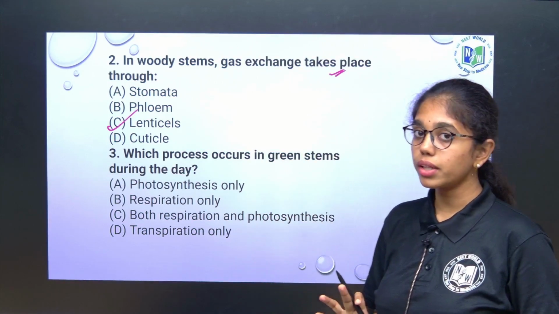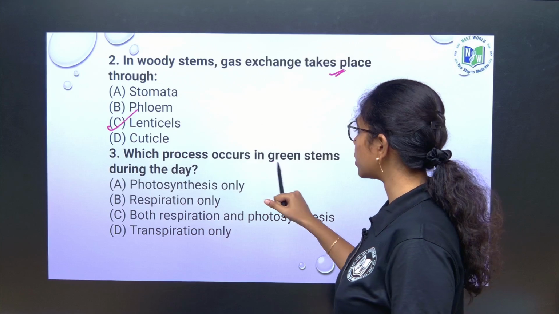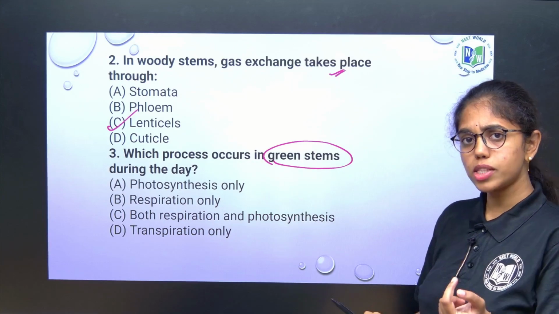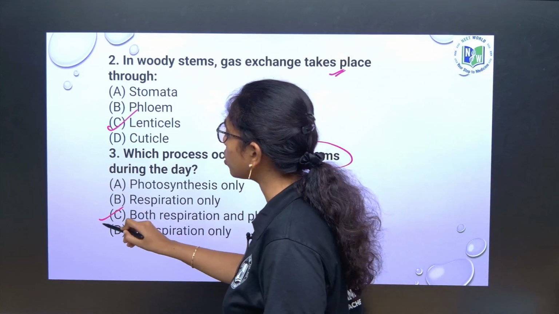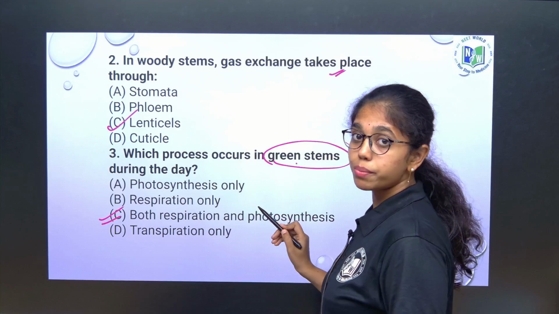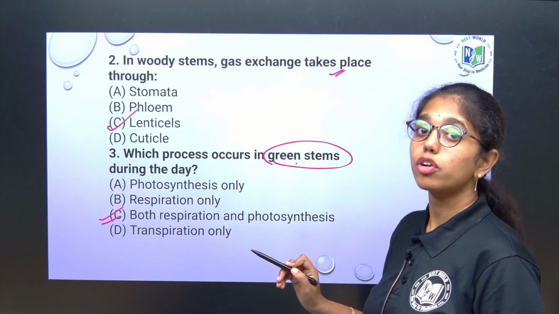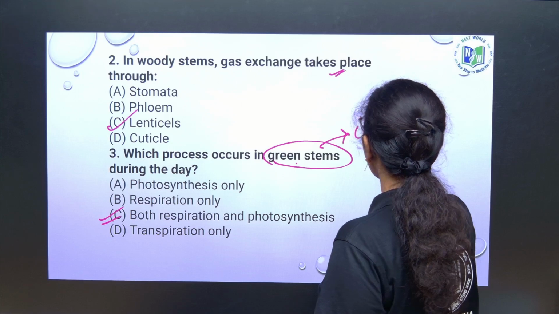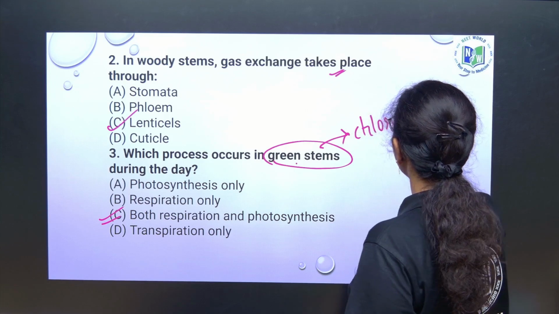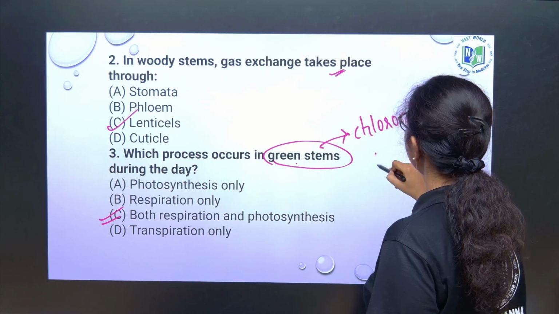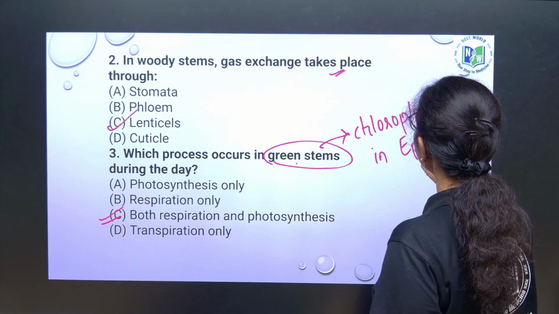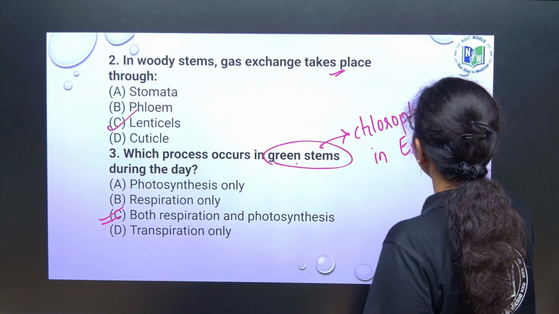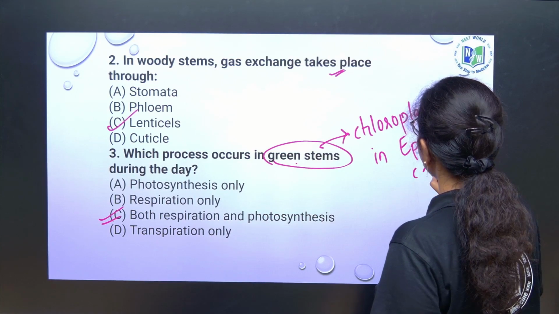Which process occurs in green stems during the day? Both respiration and photosynthesis occur, because green stems have what? They have chloroplast in the epidermal cells. So do remember they conduct both.